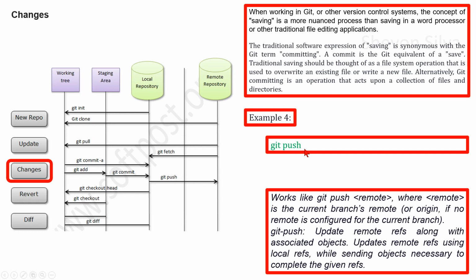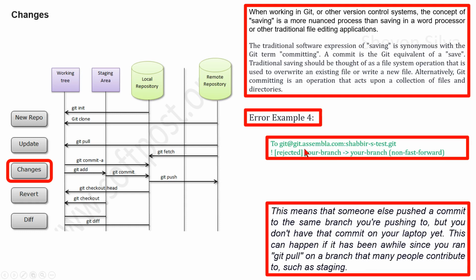As an example 4, we can consider git push. It works like git push remote, where remote is the current branch's remote, or origin if no remote is configured for the current branch. Git push updates remote refs using local refs, while sending objects necessary to complete the given refs.